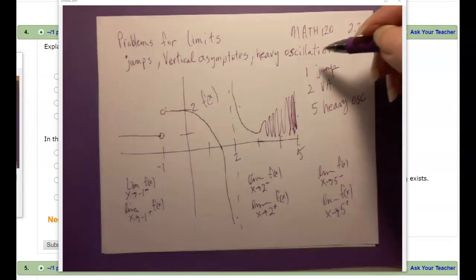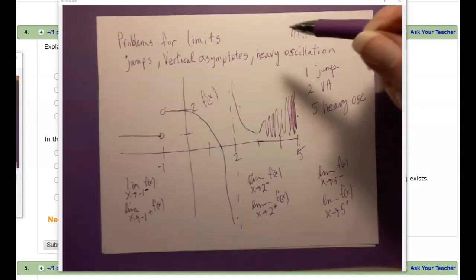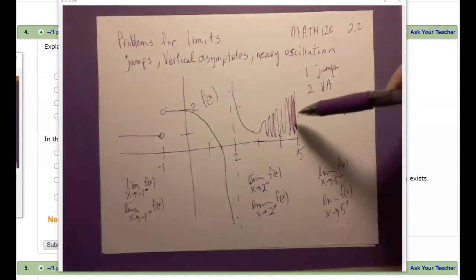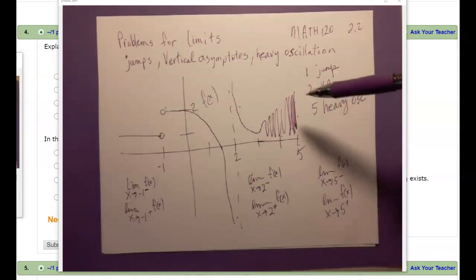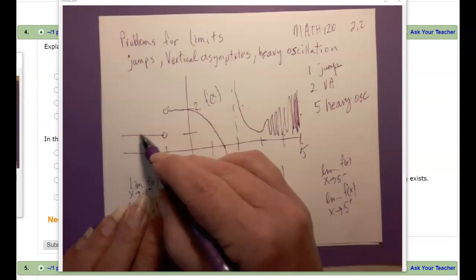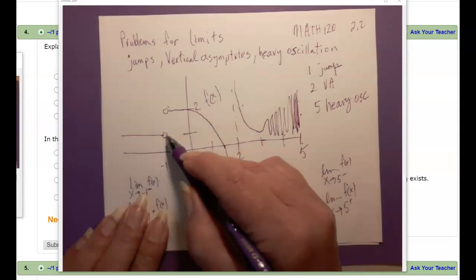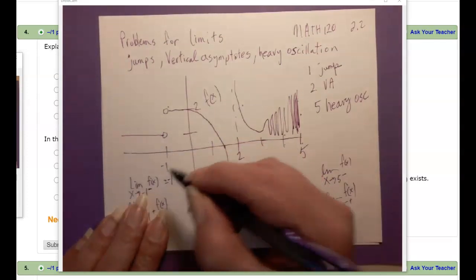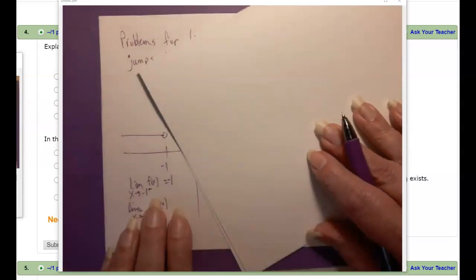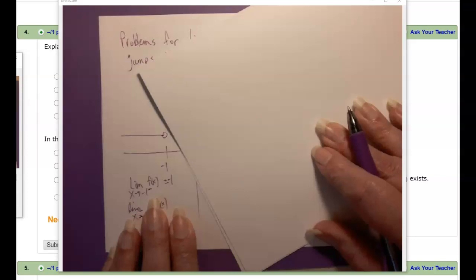What are the problems? Where do they occur? So I have 3 problems here. I have a jump, I have a vertical asymptote, and I have heavy oscillation. So from the left, it looks like the graph is going to -1. So I ignore the other side. I'm only interested in the left, so the rest of the graph doesn't matter.